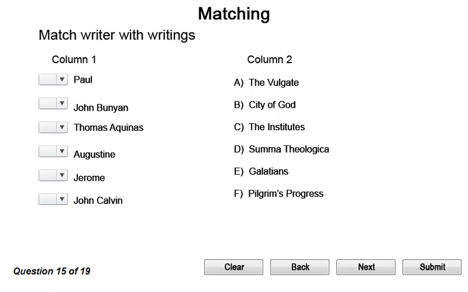The Institutes, that would be John Calvin. The Summa Theologia is Thomas Aquinas. Galatians, that would be Paul. Pilgrim's Progress, John Bunyan.